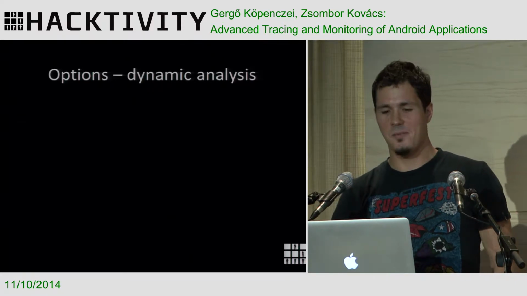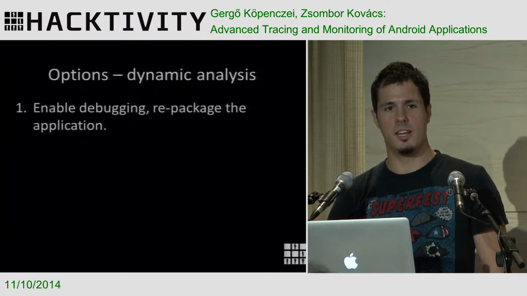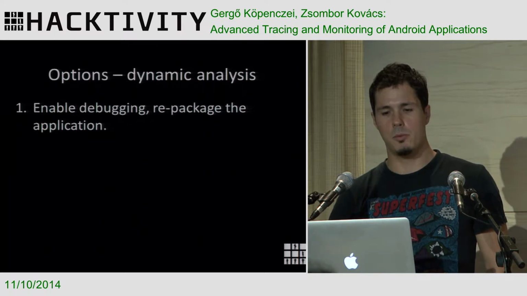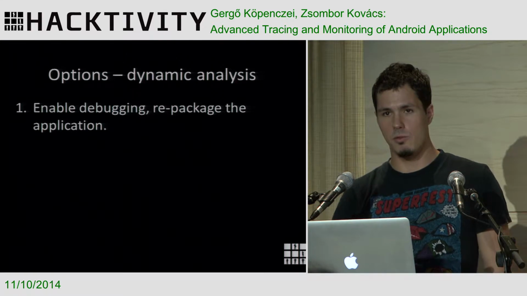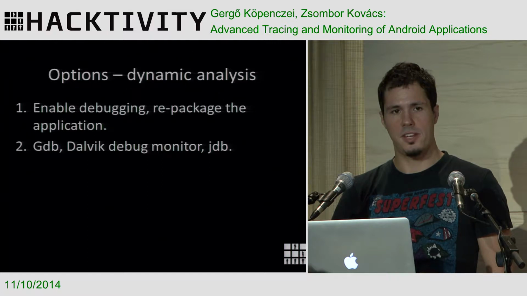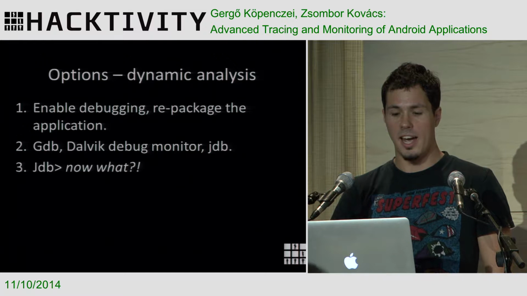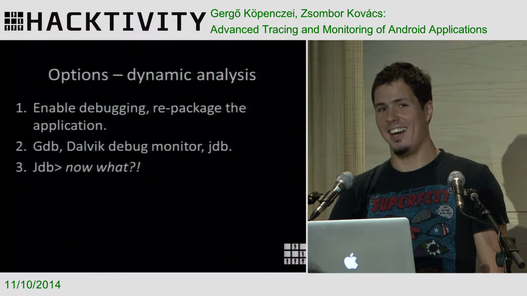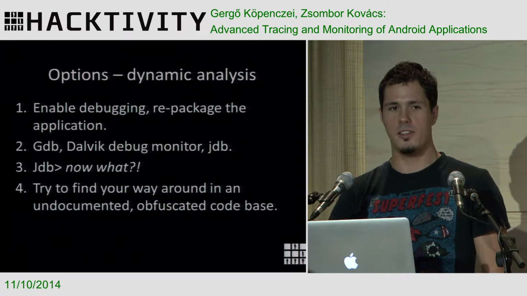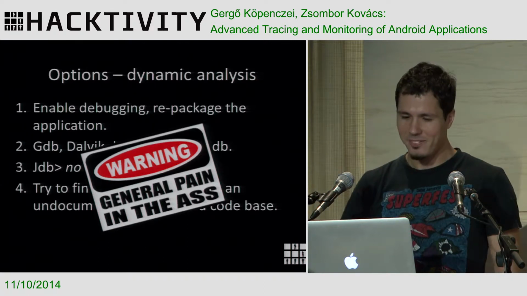Static analysis sucks. Let's go for dynamic. We enable debugging in an application. We changed the manifest XML. We changed the debugging bit to true. Repackaged the application. Resigned the whole thing. Install on our test device. Fire up GDB, Dalvik debug monitor, JDB, and then what? You sit in front of a JDB console and try to find your way around in an undocumented, obfuscated, massive code base, which, again, is a pain in the ass.